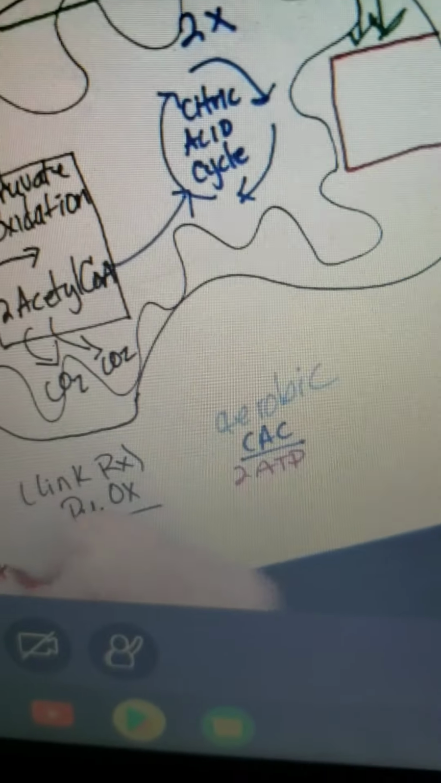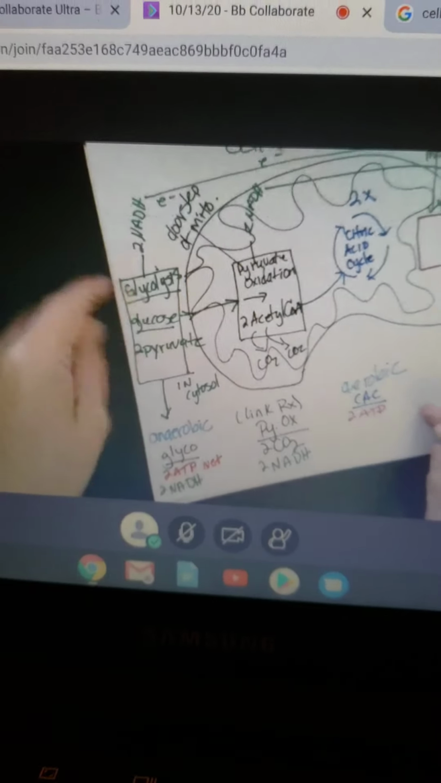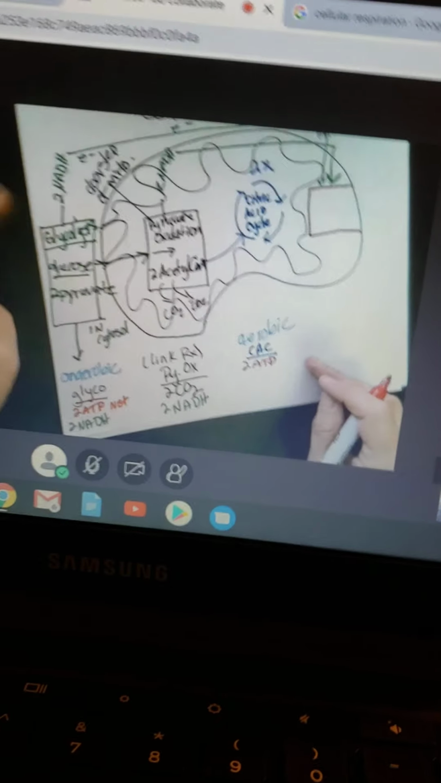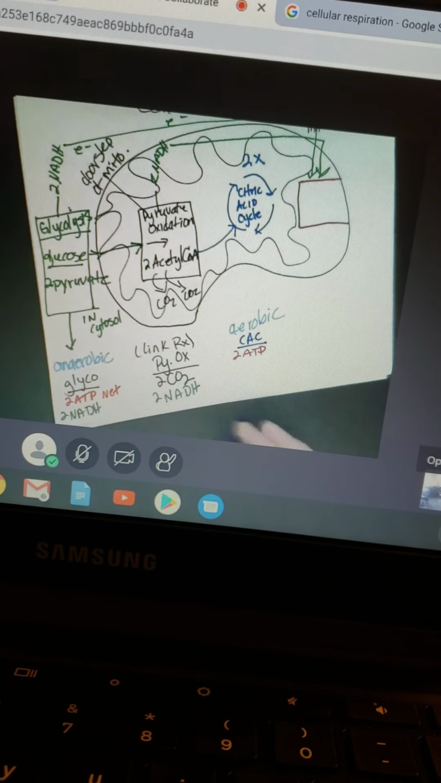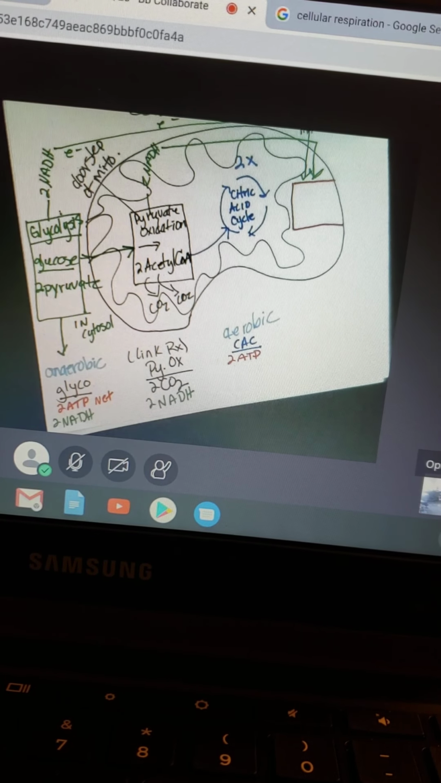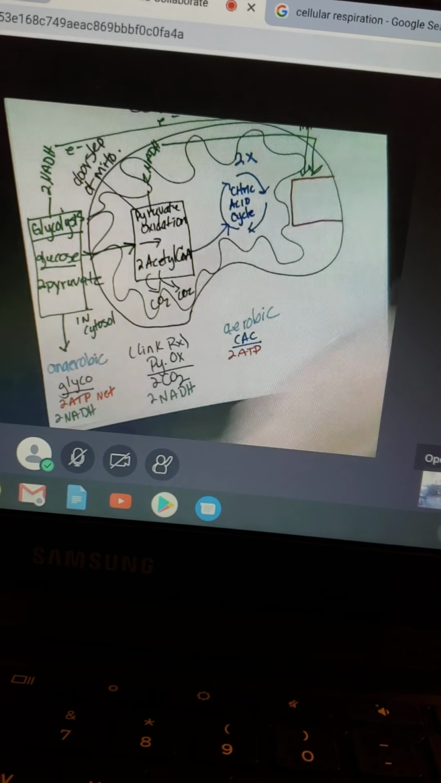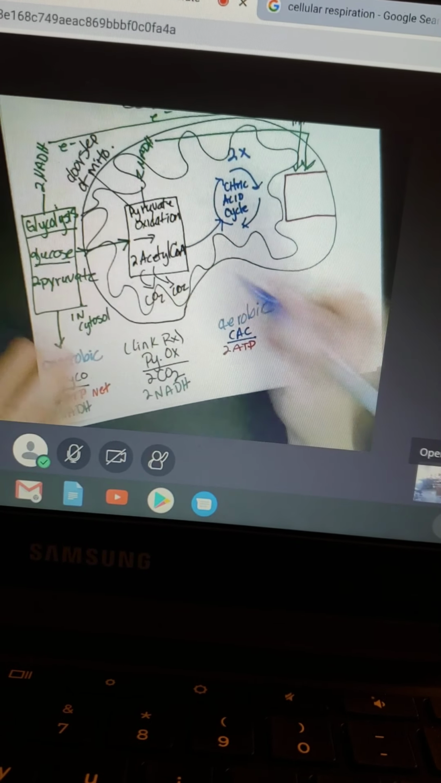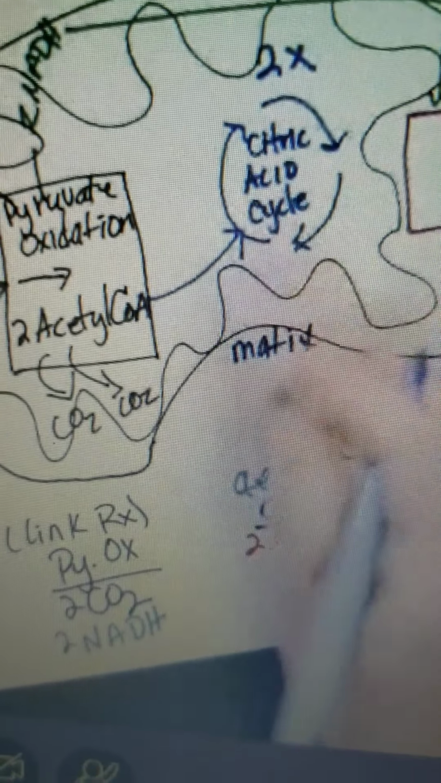We had 2 net over here, okay? These were net. We had to invest 2, and so we made 4, and then since we had to spend 2 to make 4, we had 2 left, okay? We made our 2 energy carriers. We made 2 more energy carriers here, okay? And we are now in the matrix of the mitochondria. So the citric acid cycle occurs in the matrix, all right?